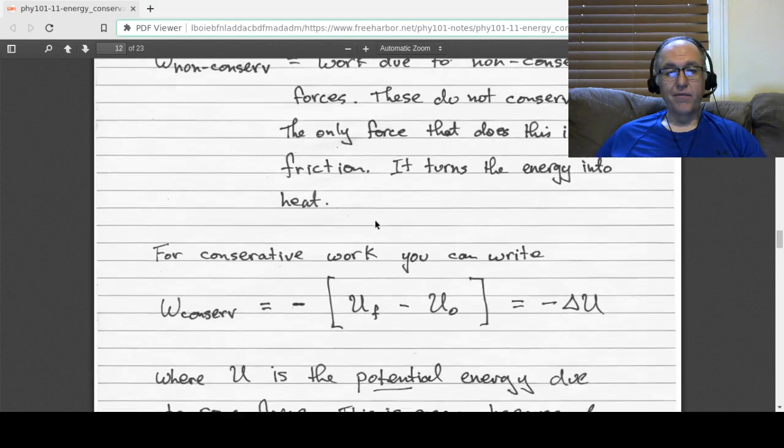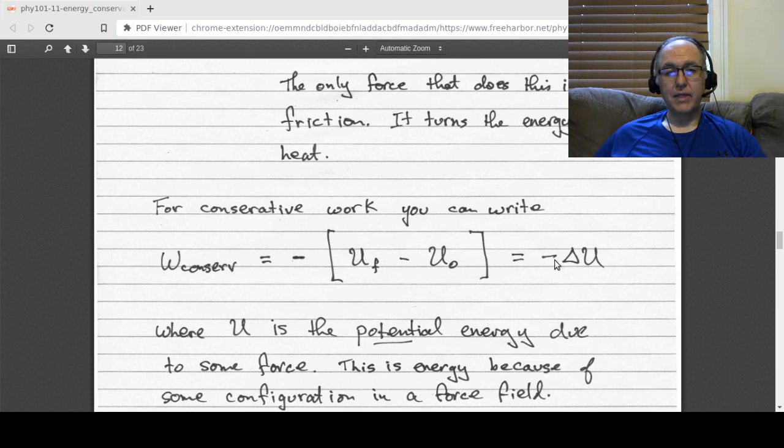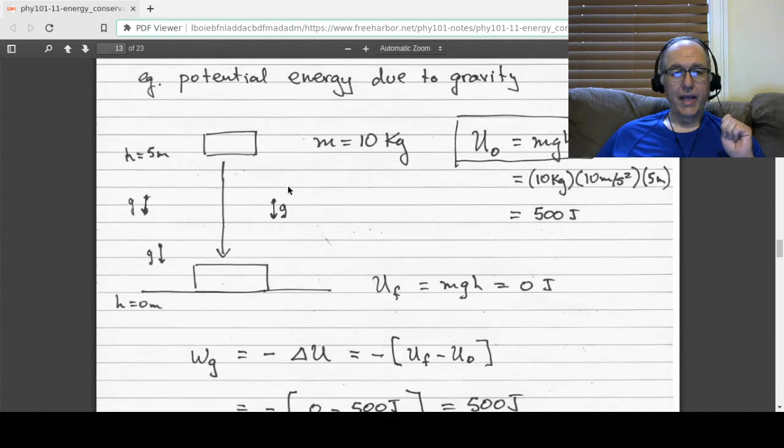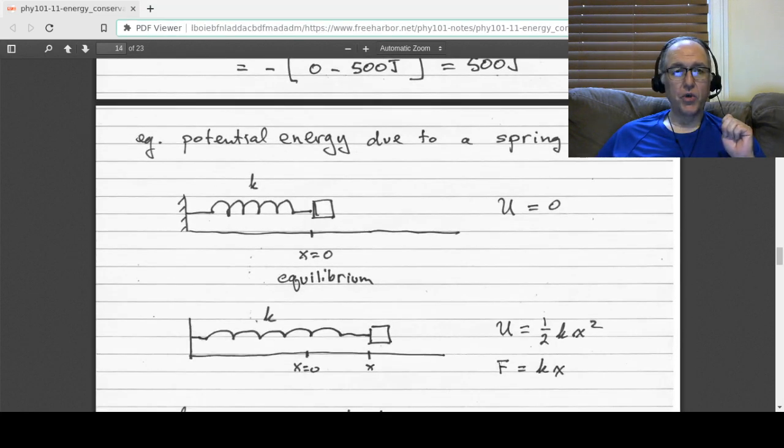All right, and the formula that relates the two is basically the negative of the change of the potential energy is equal to the work due to the conservative forces. Okay, because the amount of money that you withdraw is negative the change. All right, don't worry about it too much. I'm going to rearrange this anyhow. Okay, so there's the concept of conservative versus non-conservative work. And let me just show you the spring, and then I'm going to eventually rearrange this into the conservation of energy formula. So here's another example, potential energy due to a spring.